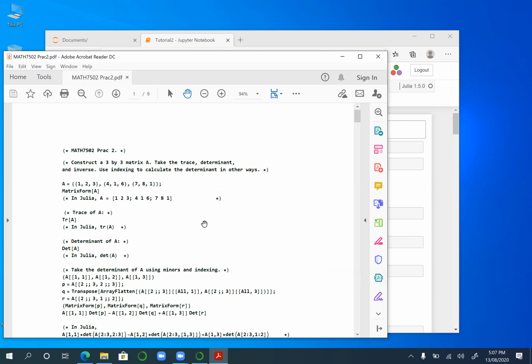Below that, I've got the code for Julia, how you input the very same 3x3 matrix in Julia. Now we put a square bracket to start with, and then we space out our entries using the space bar. And when we want a new row, we put a semicolon in to indicate that we want a new row. Okay, so let's go over here to the Jupyter notebook.